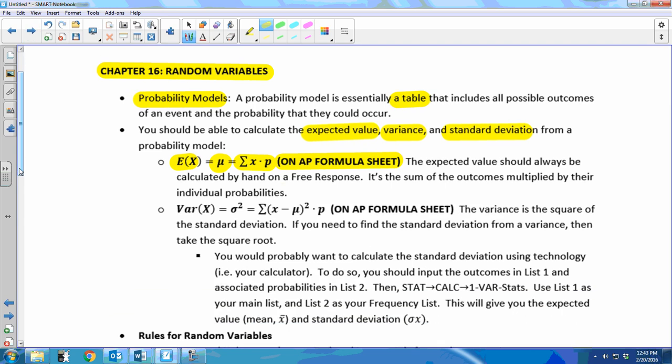The variance, sigma squared, also on the AP formula sheet. Here's what it says to do. You take every outcome and you subtract the mean that you came up with. This is the mean, so you have to find the expected value first. So you find the mean, you subtract those values, you square them, multiply that value by the probability of that specific event, and then repeat that process for every outcome and add them all together. That gives you the variance.